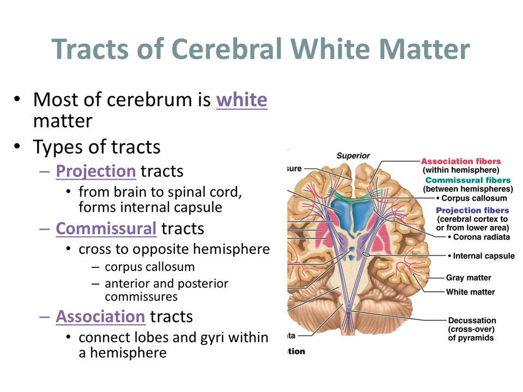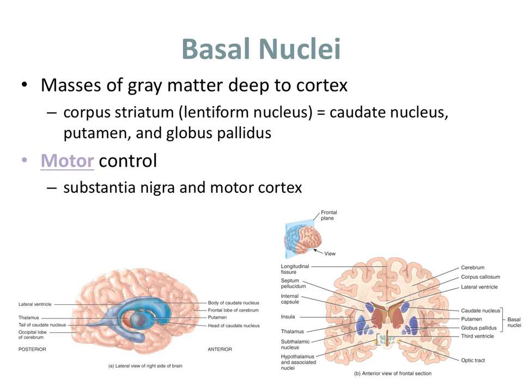We have commissural tracts, which cross from the right to the left hemisphere. The corpus callosum is one type of commissural tract. We also have anterior and posterior commissures in the brain. Finally, we have association tracts, which connect lobes and gyri within a hemisphere. So these are the shortest type of tracts because they stay within a hemisphere.